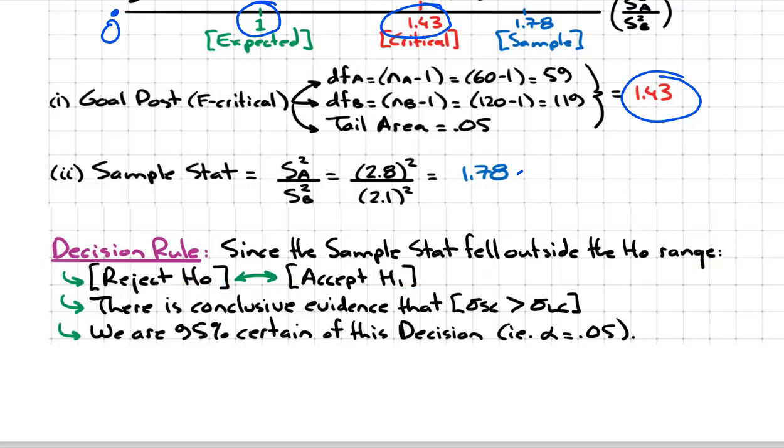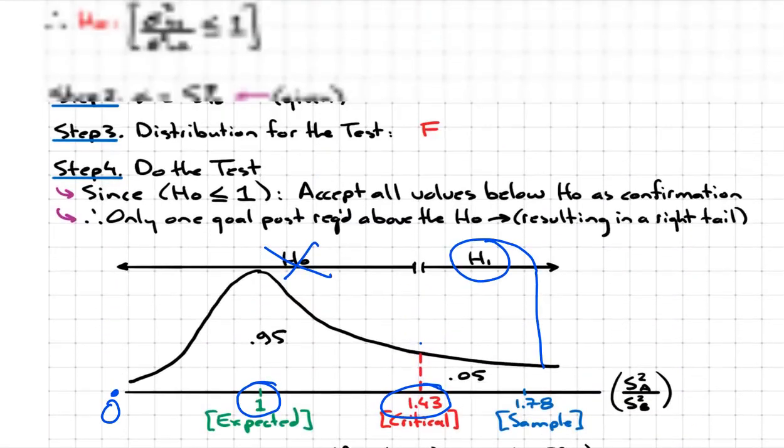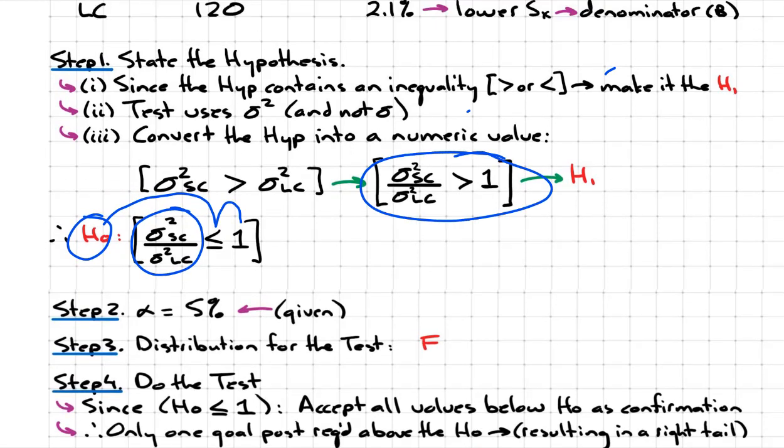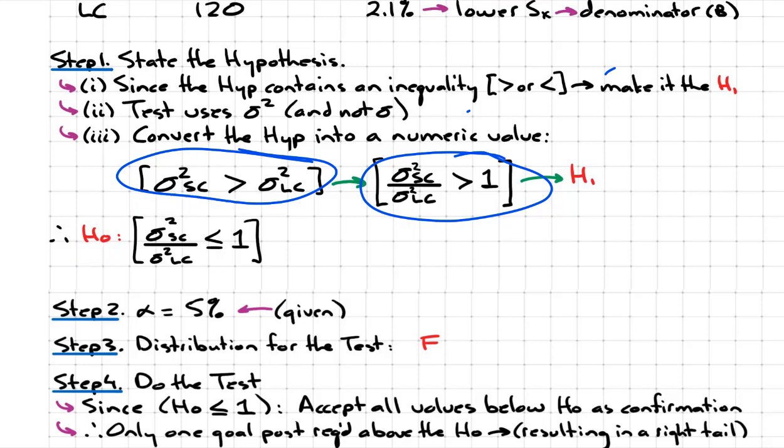So in English, what does it say? When you say accept the alternative, why make things up? Didn't we write something down for the alternative? You just said, I accept this, which is the same thing as that, right? So when you say I accept this, you're accepting this. What you're saying is there is conclusive evidence that the volatility of small caps is larger than the volatility of large caps.